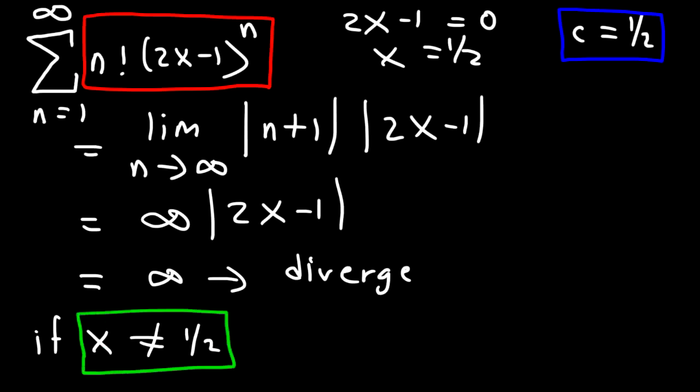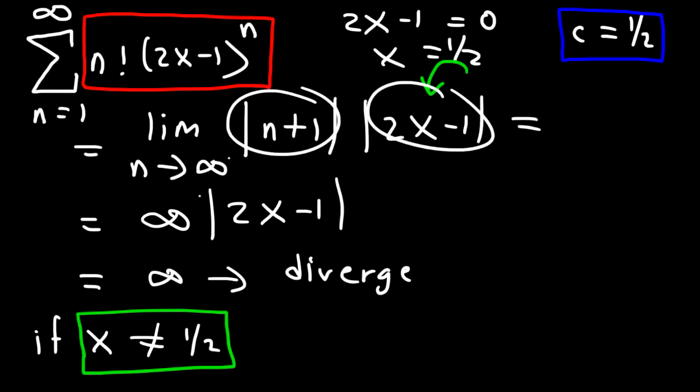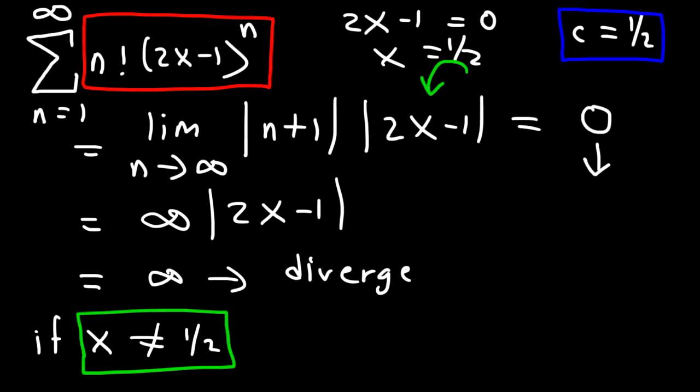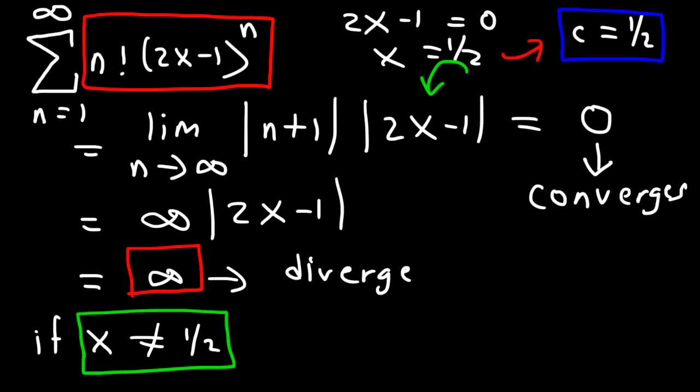But what happens when x is a half? Well, if you plug in 1/2 into this expression, we know we're going to get 0. 2 times a half is 1, minus 1 is 0. And so 0 times n plus 1 is 0. Thus the whole limit is going to go to 0, which means that the power series converges. So anytime you get infinity as a result, it's only going to converge when x is equal to c. That is where the power series is centered at.